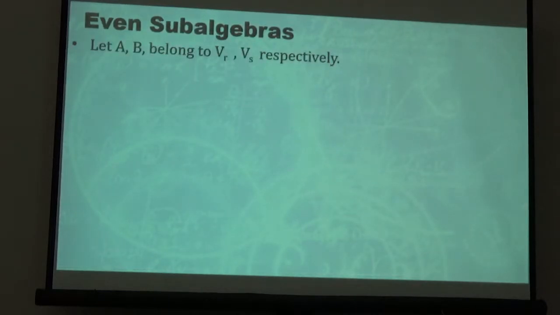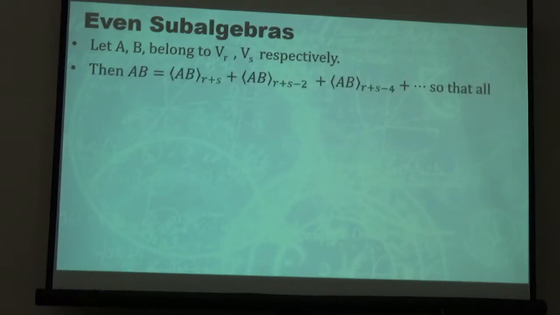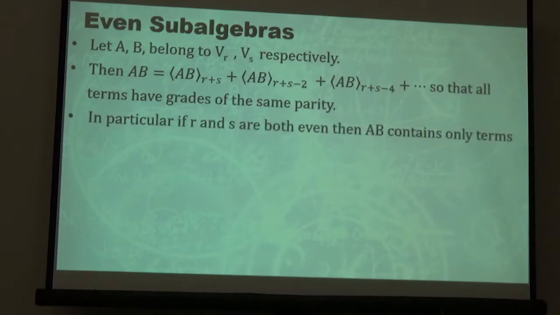Okay, even subalgebras. If A and B belong to V_R and V_S respectively, we can write out the product AB and expand it, matching each term in turn until we have used up everything and all the terms have grades of the same parity. In particular, if R and S are both even, then AB contains only terms of even grade.